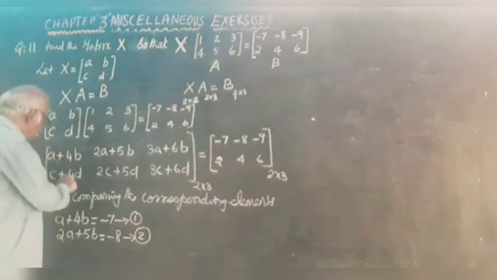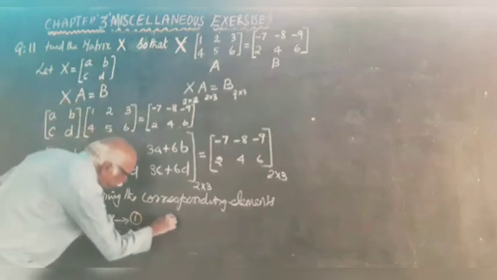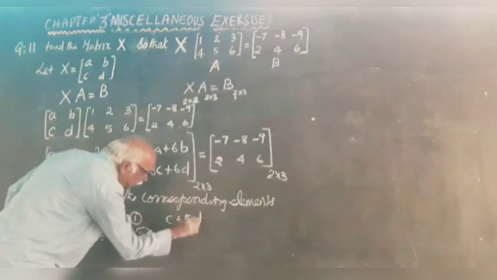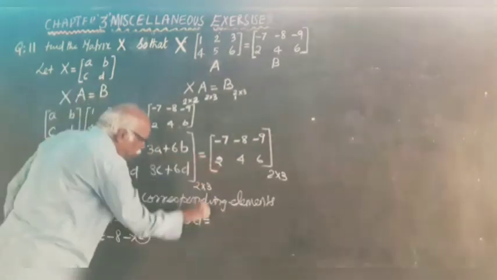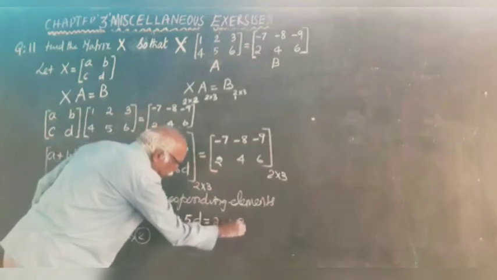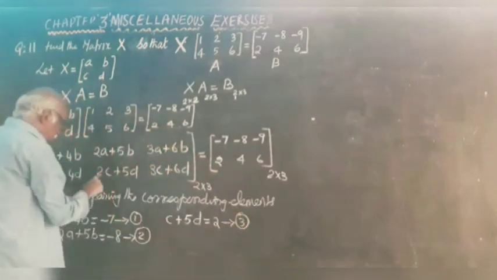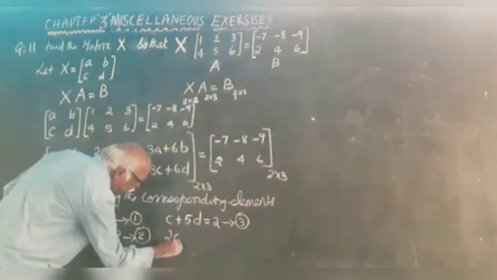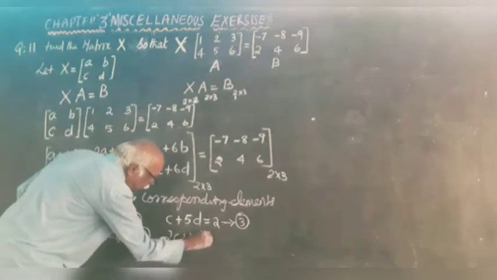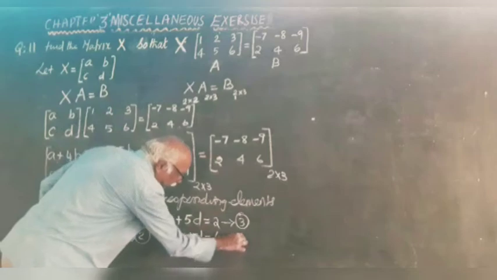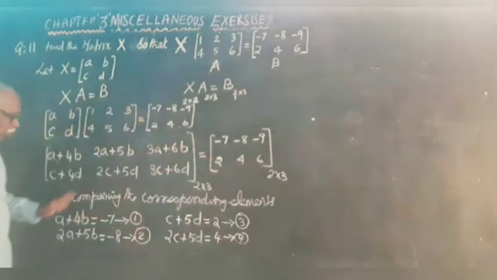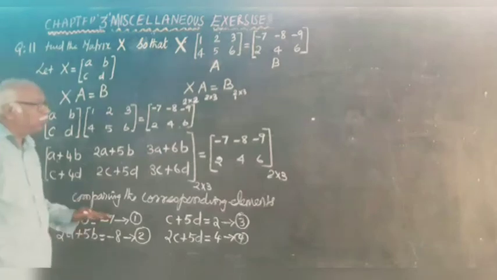Then compare A21: C plus 4D equal to A21, 2. Equation 3. 2C plus 5D is 4. So we got 4 equations. 4 unknowns, we got 4 equations. By solving the 4 equations you will get the values.